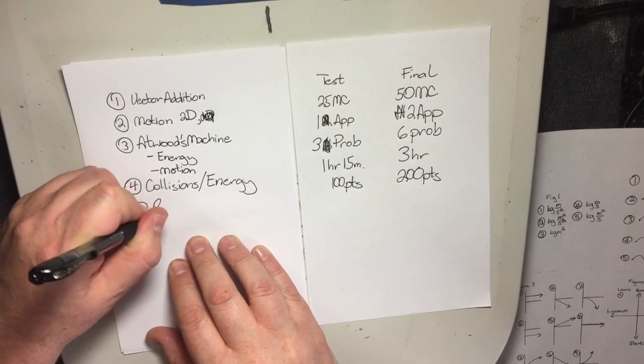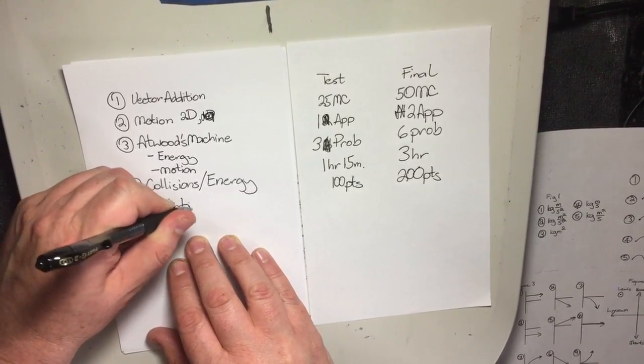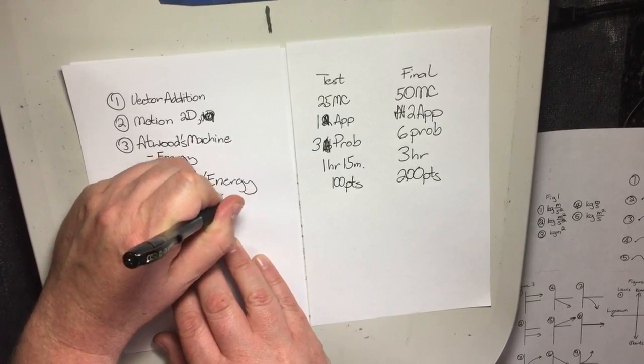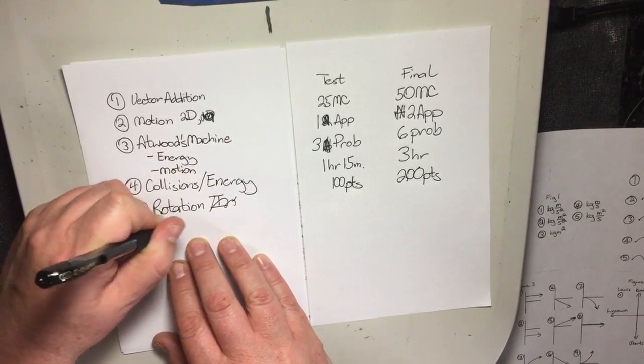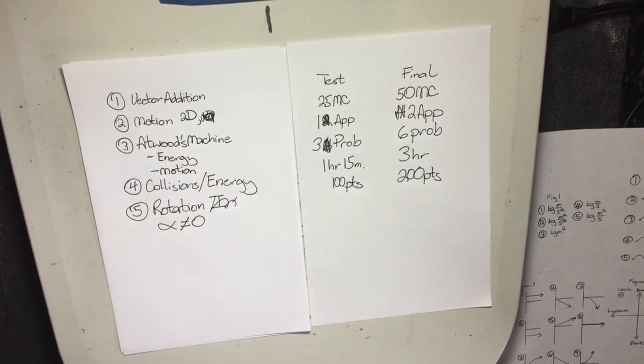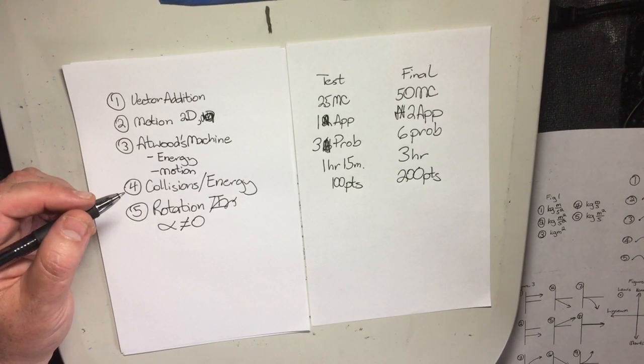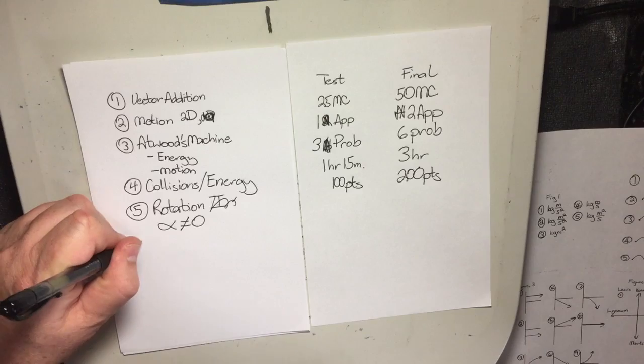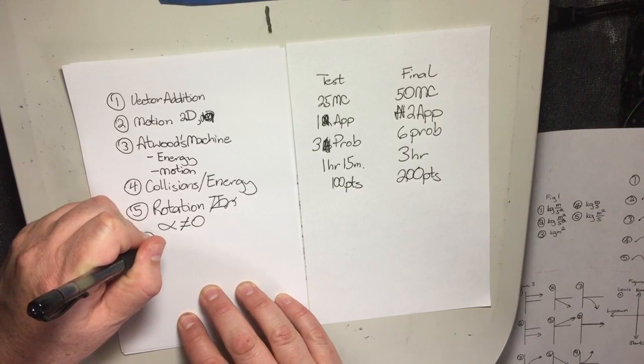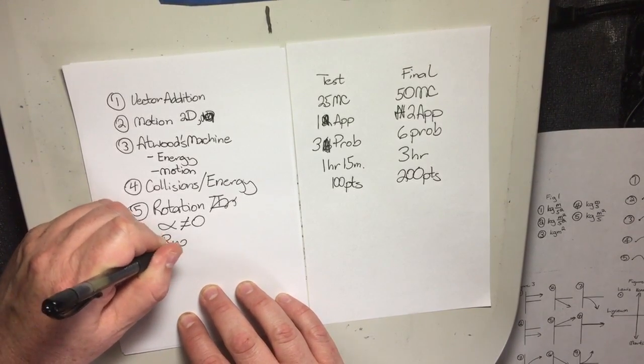Five, rotation, where alpha is not 0. We had Fish of Fury for test 2. So we're going to have a moment of inertia and torque problem all in here, working with rotation. Probably there will be a buoyancy fluid problem.